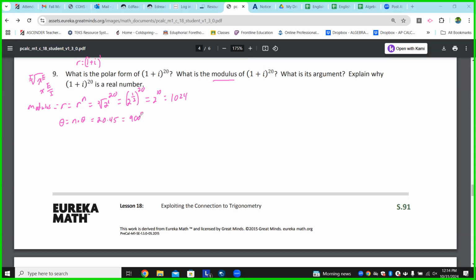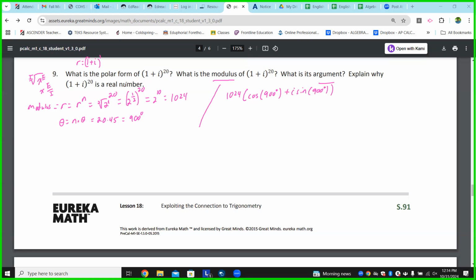So now we found the modulus, we found the argument, so now we're able to write this in polar form. When we do this in polar form, how do I write this? Very good. So there's our answer.